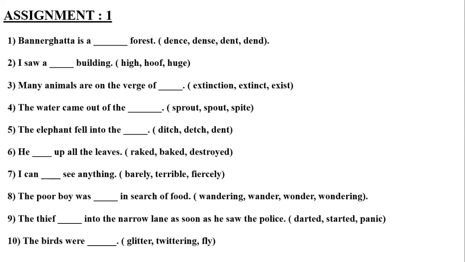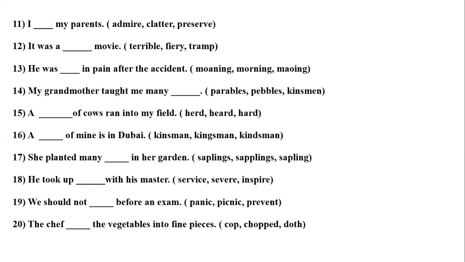The thief dashed into the narrow lane as soon as he saw the police. Here: darted, started, panic. Which is the correct one along with the sentence, based on the past tense, present, future, which will match the sentence? You need to select. The birds were dash: glitter, twittering, fly. Which is apt for the sentence? Next, there are 20. Out of 44 I've just given 20, but you need to learn all 44, because everything would be difficult. So this is just a sample.